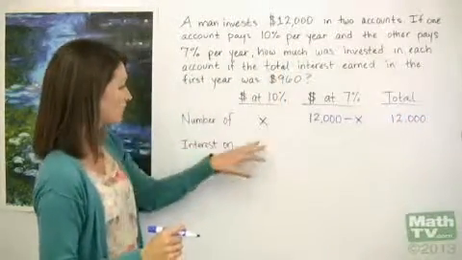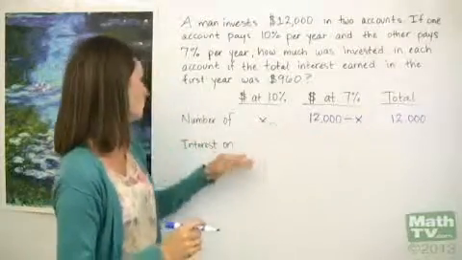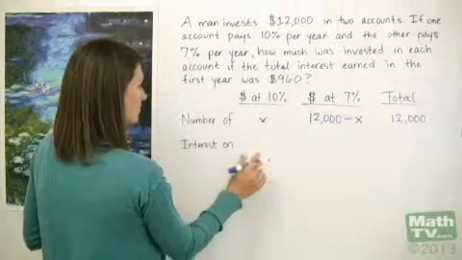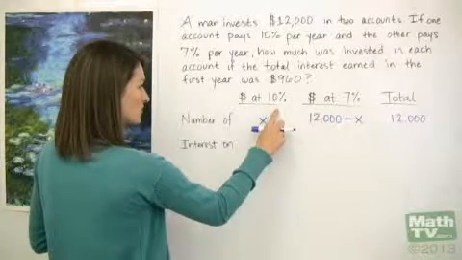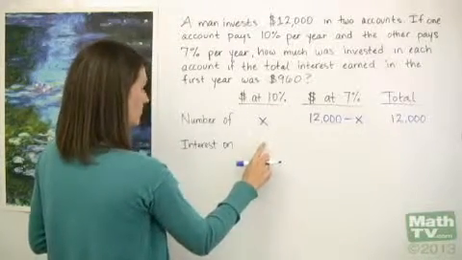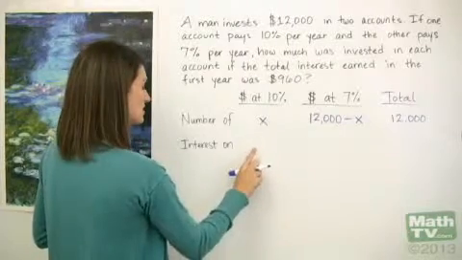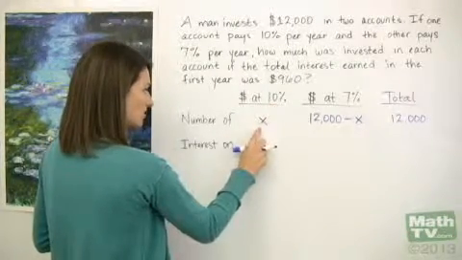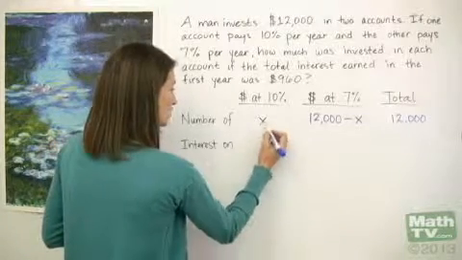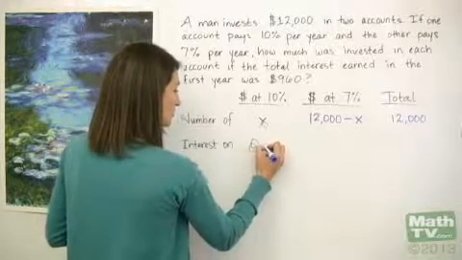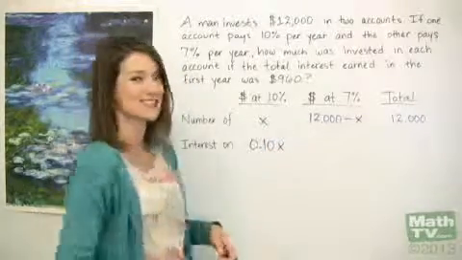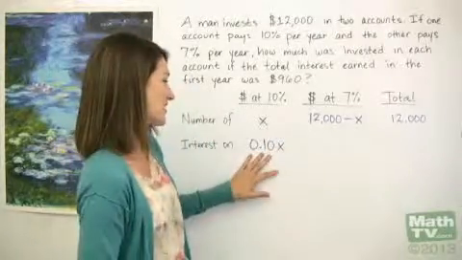Okay, so let's see if we can write a few more expressions that will represent the interest paid on these accounts. So we know that 10%, we can convert this percent into a decimal. And in order to find the interest, we need to take 10% of the amount of dollars that are in this account. So we can multiply x by 0.10. And this is the expression that represents the interest paid on this first account.